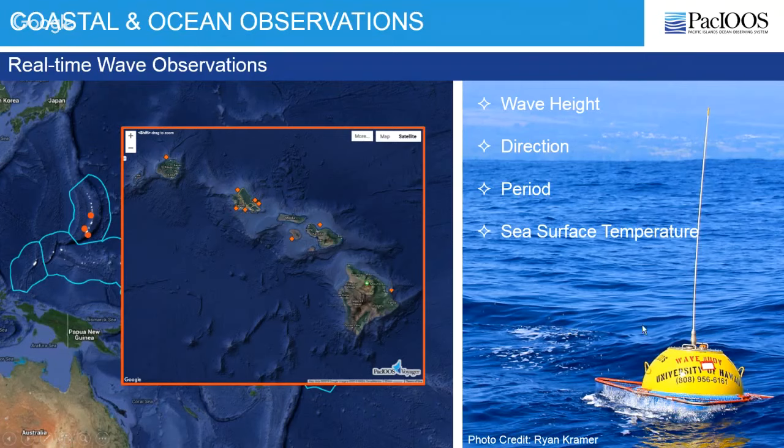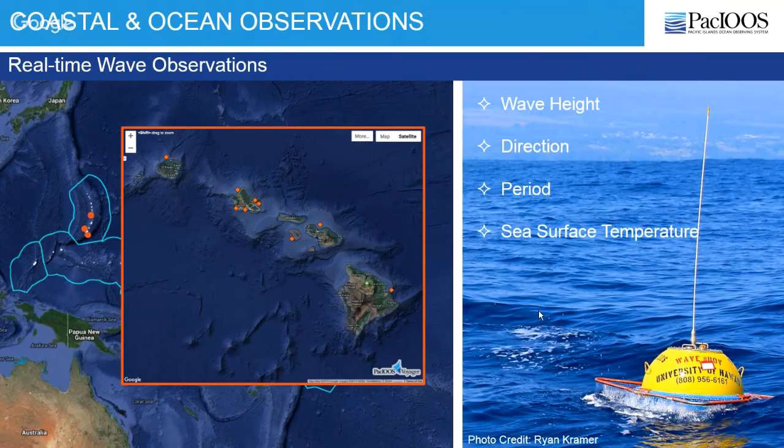On the right side, you can see what they look like. It's kind of like a roundish ball in the water. And they're literally riding the waves, going up and down with the motion of the waves. And the buoy collects information on wave height, wave direction, wave period, and also sea surface temperature.